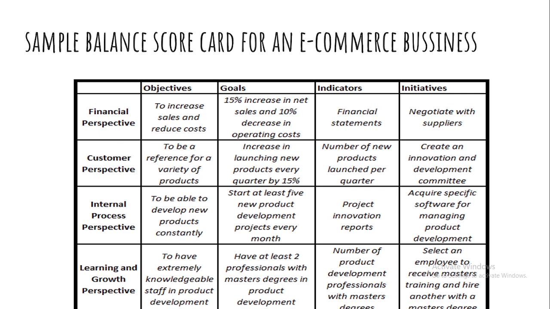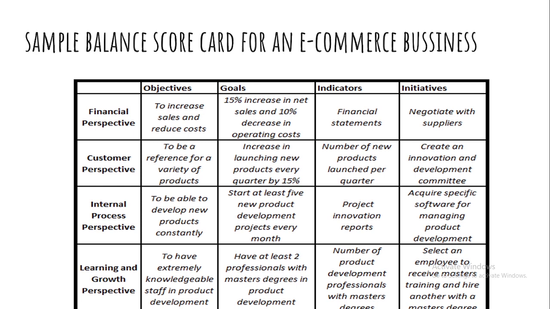The indicator of this will be the financial statement. It will show us whether there is an increase in net profits by 15% and maybe a 10% decrease in operating costs. Definitely, the financial statements will show us. Our initiatives: we have to negotiate with suppliers so that we can reduce our operating costs, and also if we can create a larger customer base.